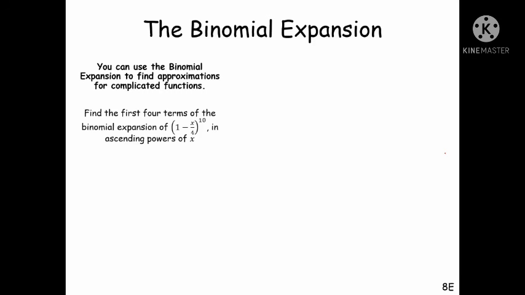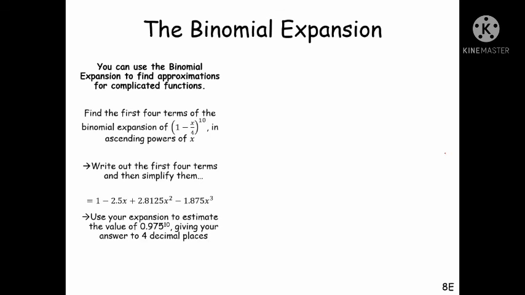So, find the first 4 terms of the binomial expansion of 1 minus x over 4 to the power of 10 in ascending values of x. Write out the first 4 terms and then simplify them. Use your expansion, this is part B, to estimate the value of 0.975 to the 10, giving your answer to 4 decimal places.